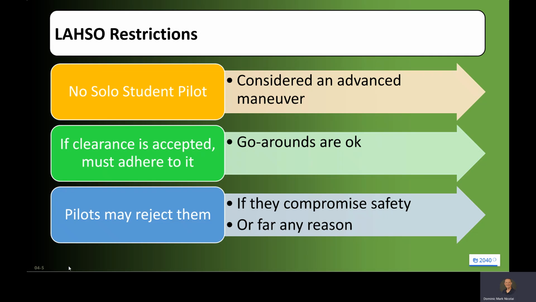But of course, you as a pilot may reject a land and hold short clearance. The overall reason, and this would be the test question reason here, is if safety is compromised in any way, then you have to reject the clearance. But you can reject the clearance for any reason you want. They are not required. Right? Some flight operations have it in their ops manual that they will never accept a land and hold short clearance.